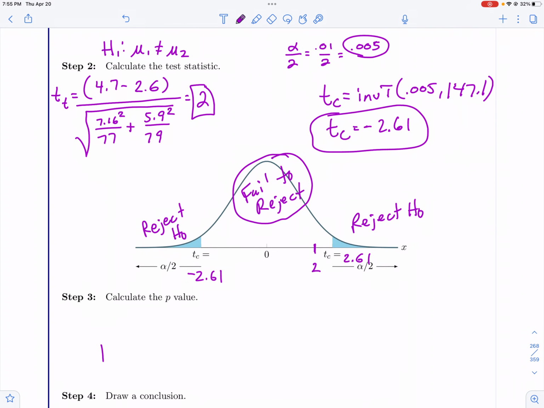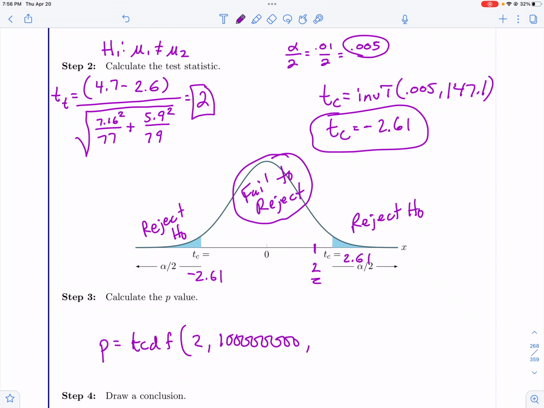So we're going to use our TCDF for this one. And since our 2 is on the right-hand side of our two-tailed test, we're going to think of this as our lower bound, and some ridiculously big number as our upper bound. And then again, we want to use those same degrees of freedom, so 147.1. So when we type this in the calculator, we get TCDF, 2 comma some ridiculously big number, comma 147.1. And we see that our p-value is 0.023.